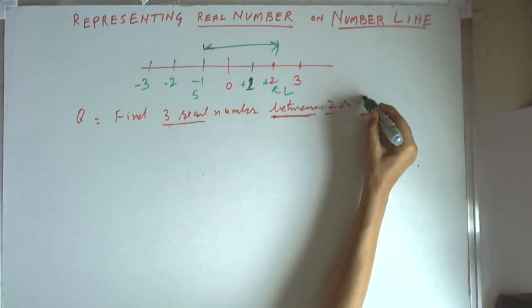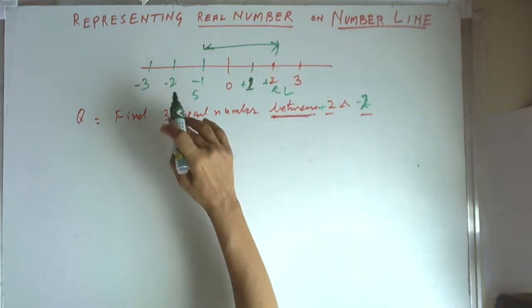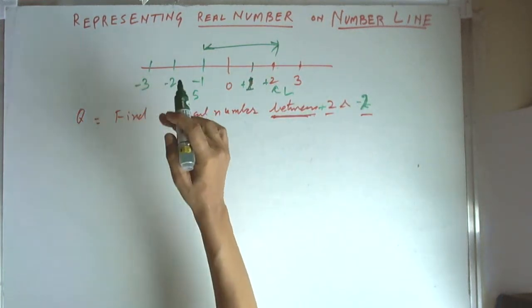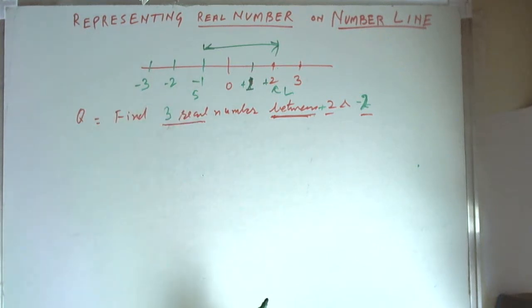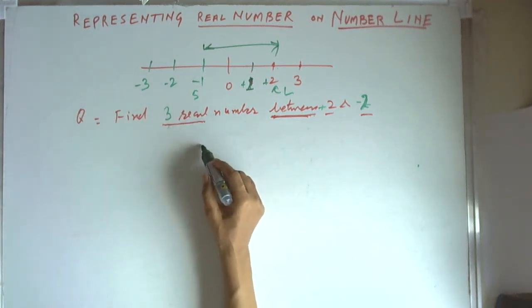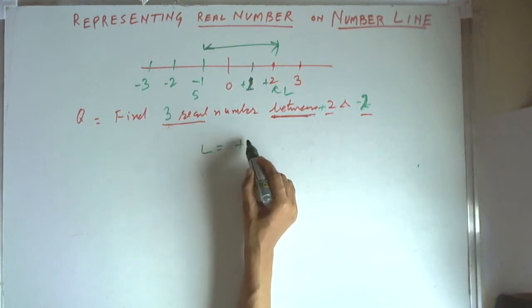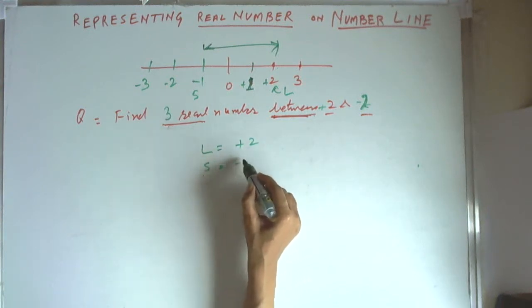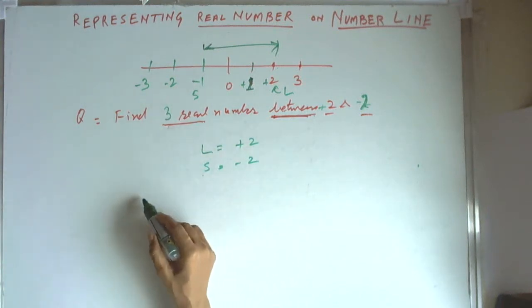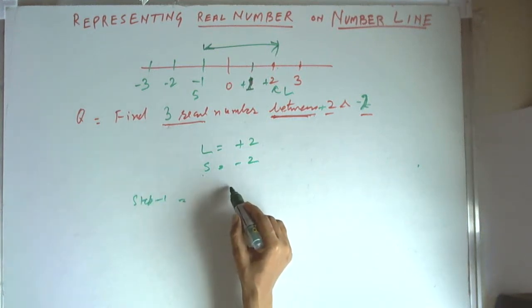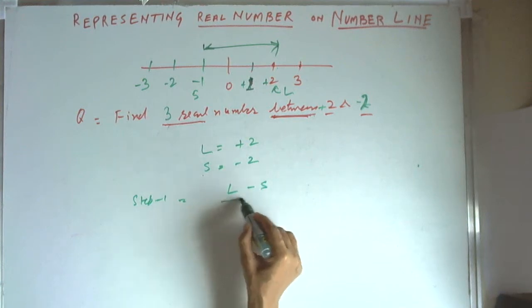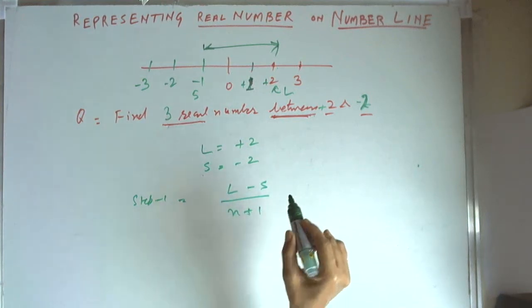Sorry, plus 2 and say minus 2. And suppose we have to find three real numbers. So now the larger number is plus 2, the smaller number is minus 2, and therefore in step 1 we have to find the distance interval, which will be larger minus smaller divided by n plus 1.